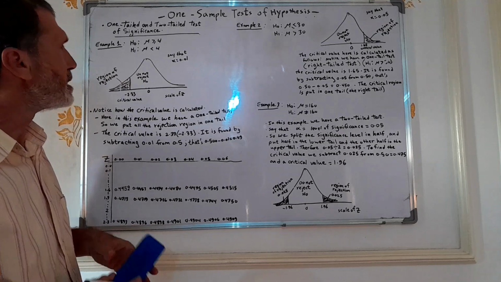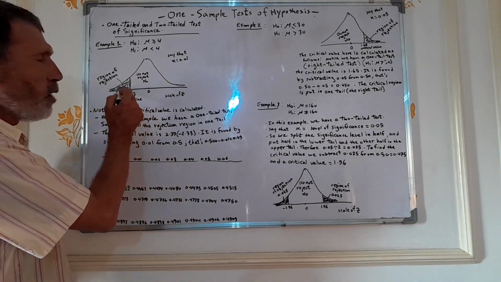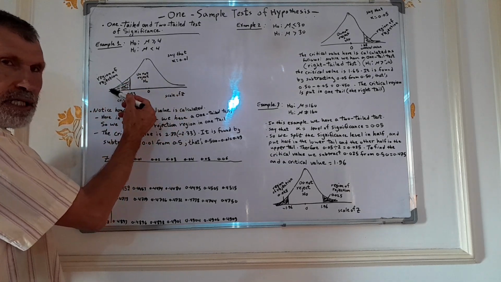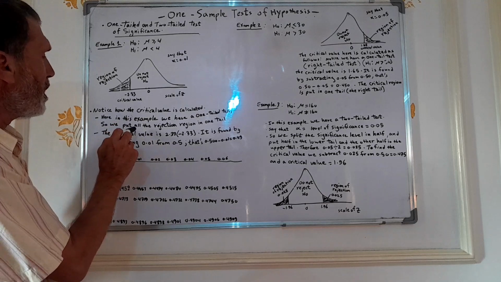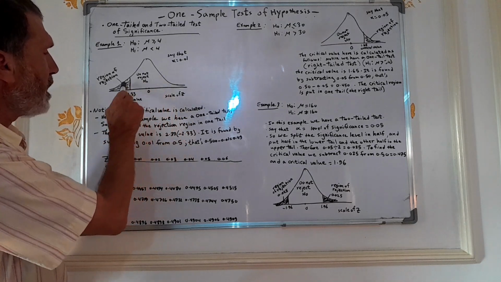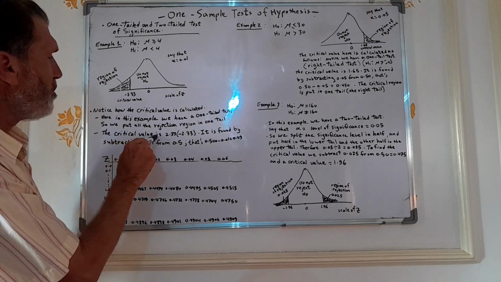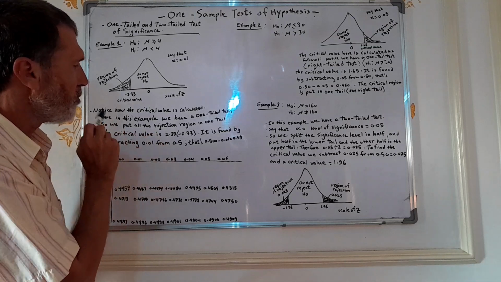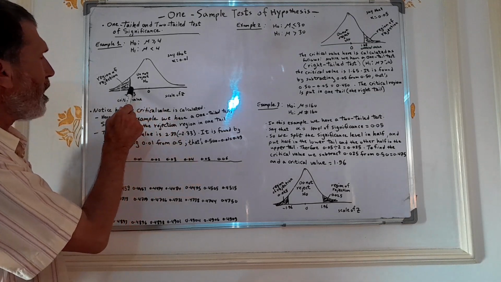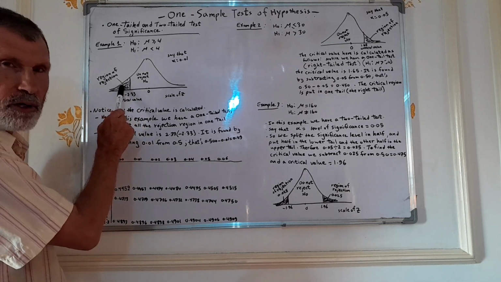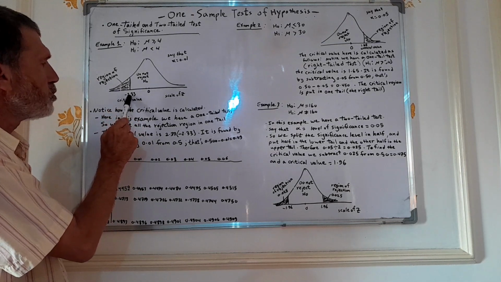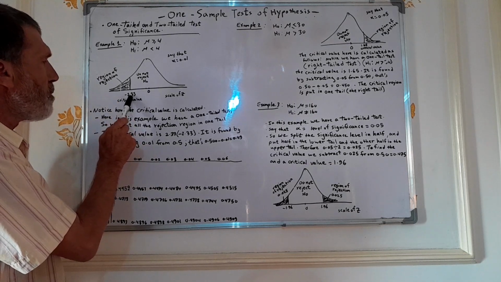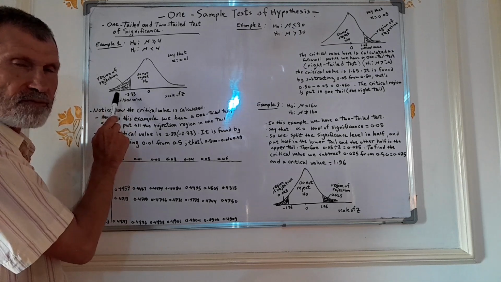Since we have a one tail test, and the rejection region is in the left tail, the lower tail, the critical value is 2.33. How did we get this? Since the critical region is in the lower tail, we put minus 2.33. Now, how is this number, minus 2.33, the critical value, calculated?